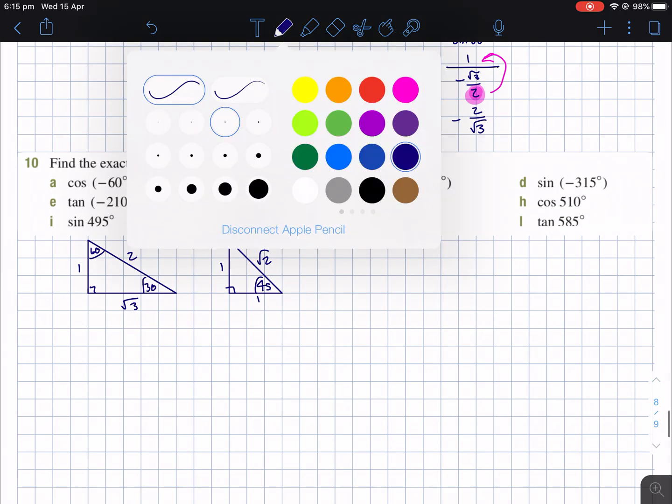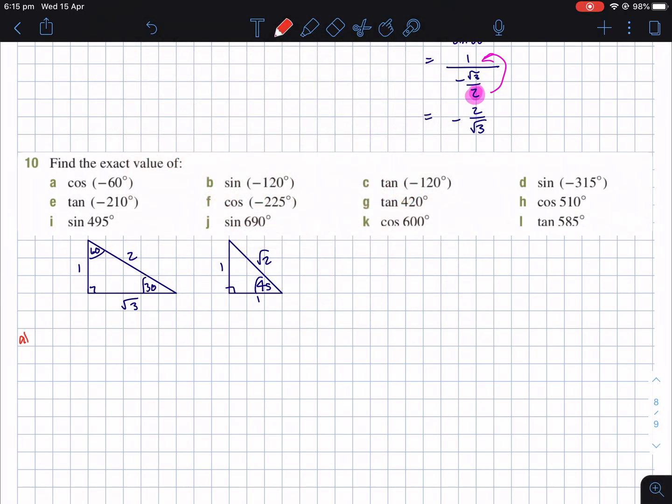Weird angles. Now, if I have a look at A, cos minus 60, minus 60 means it's 60 below. Yeah? SATC. So that's literally going to be the same as cos 60 because it's positive. Cos 60, look at your triangle, adjacent over hypotenuse, 1 over 2. Let's now have a look at B.